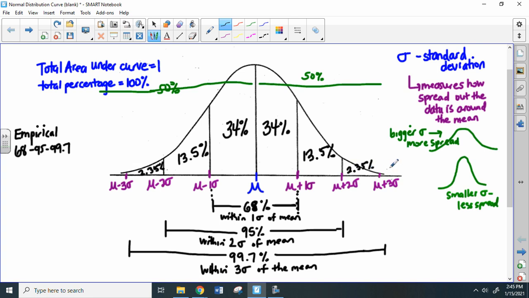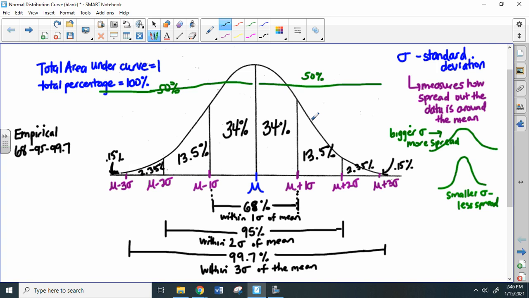But then wait, I said the whole thing adds up to be 100, and I've only done 99.7, which means I have 0.3% to split between this little tiny section here and this little tiny section here, 0.15%. Okay, so the empirical rule can help me remember that these are approximations. If you want exact percentages, that's when Desmos comes into play.